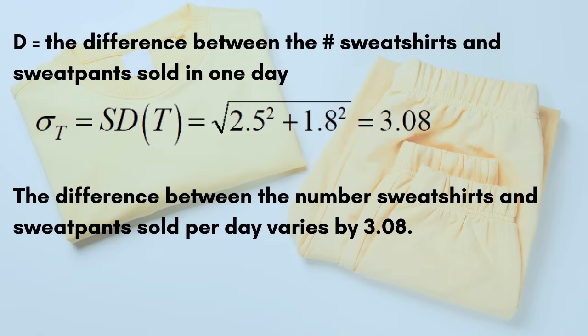Well, you're not allowed to add, nor are you allowed to subtract standard deviation. We always add variance. So we're going to take the 2.5 squared, that's the variance for the sweatshirts, plus, even though we're looking at the difference, we still add because you're still looking at two things. So variance always builds. So we're going to add the 1.8 squared, that's the variance for the sweatpants, square root all that variance to get 3.08 as the standard deviation for the difference as well.